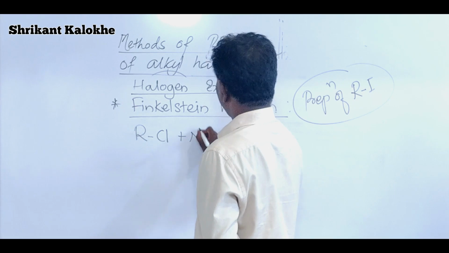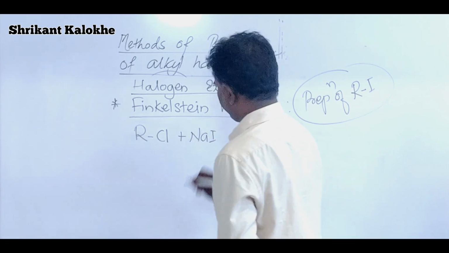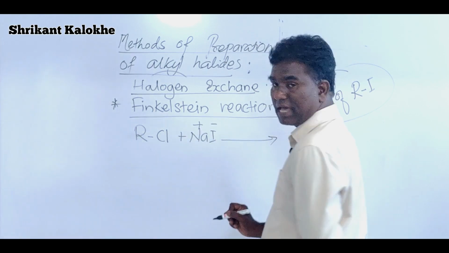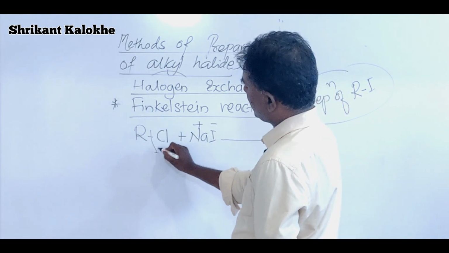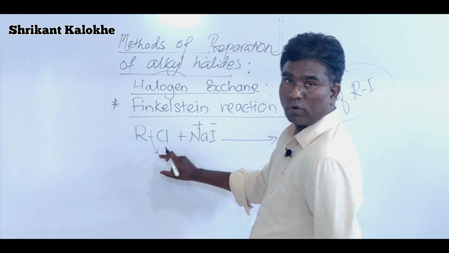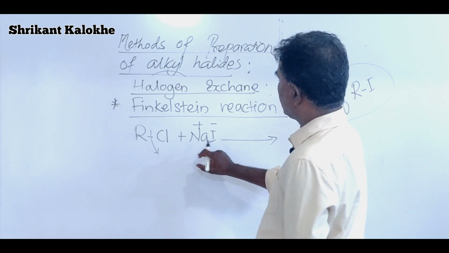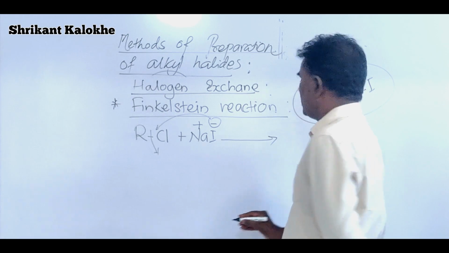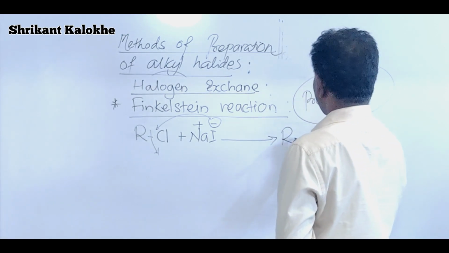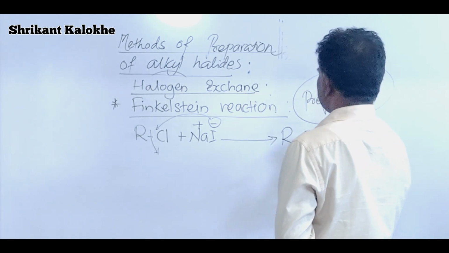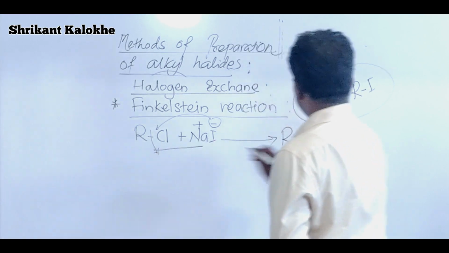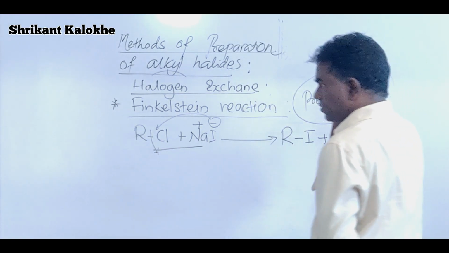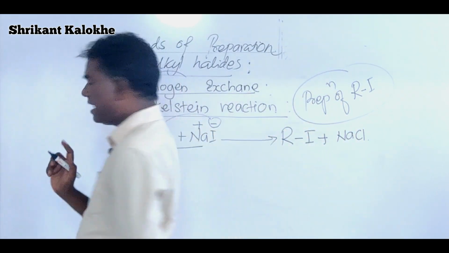When it is treated with sodium iodide, what happens here? Na+ I-. This chlorine gets removed, the chloride ion gets removed, and it is substituted by the iodide ion. Here you get RI plus the side product Na+ and Cl-. This is NaCl. You can also take RBr.